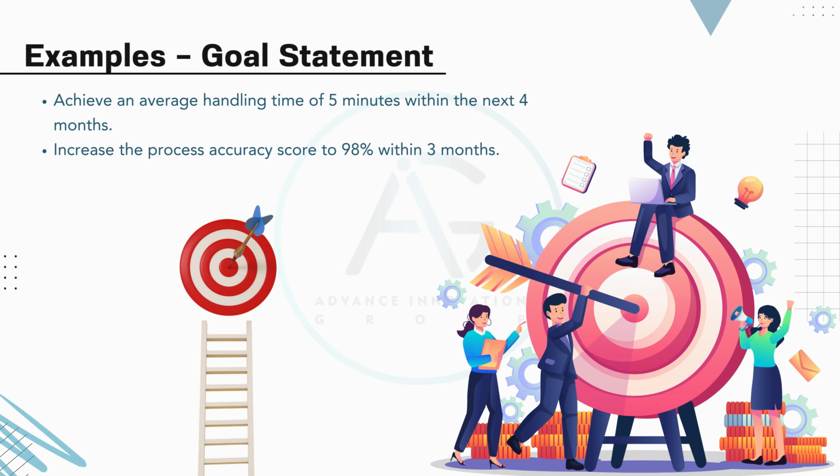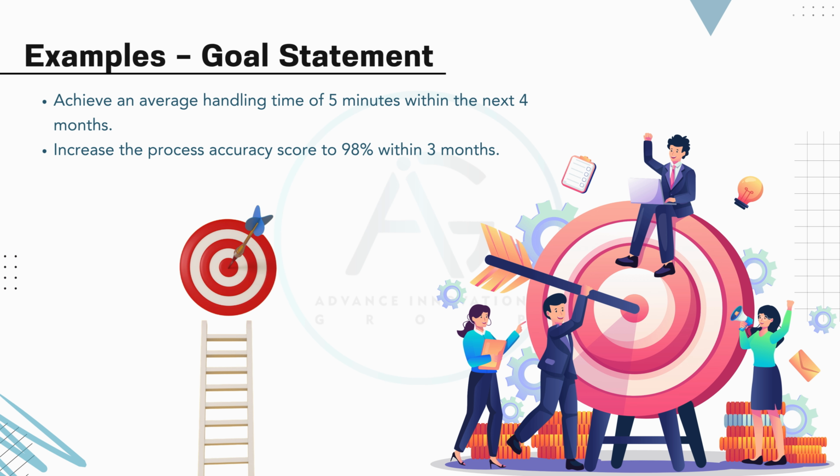Increase the process accuracy score to 98% within 3 months. In this case, the focus area is process accuracy. The target value is 98%, giving us a clear improvement benchmark. The goal is to be achieved in 3 months, again making it time-bound and measurable.